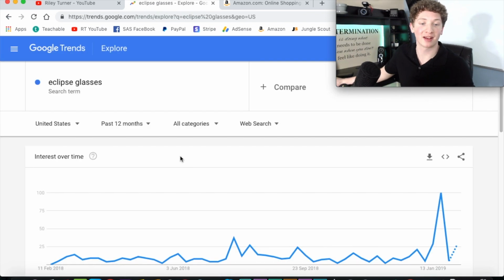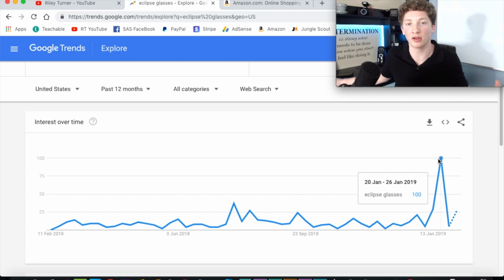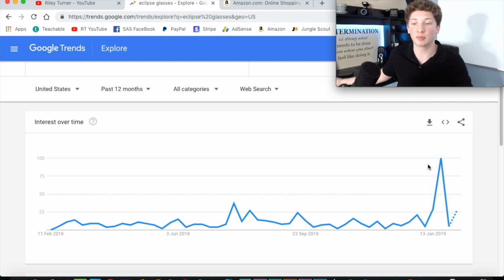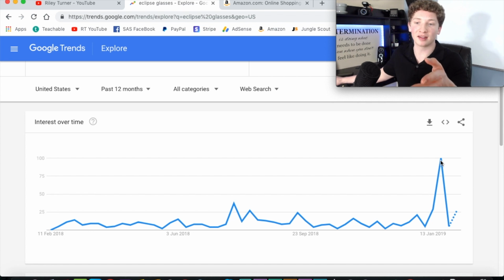Okay, so we're going to go ahead and search for the eclipse glasses now and see what we get over the past 12 months. And we can see here we have a small peak here, but really it is nothing compared to when we had the real solar eclipse. This peak is because about a week ago we had a blood moon eclipse, something like that. But the blood moon didn't have any damaging effect on your eyes, so really you didn't even need these eclipse glasses. This is probably just because people thought you did, but you really didn't. So that is going to be a small peak.